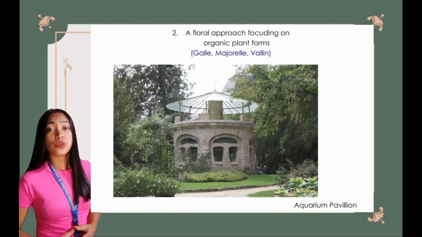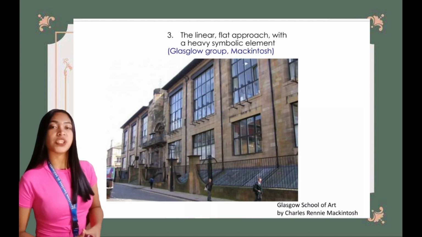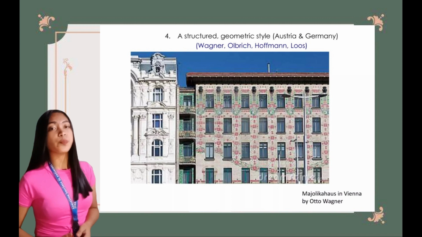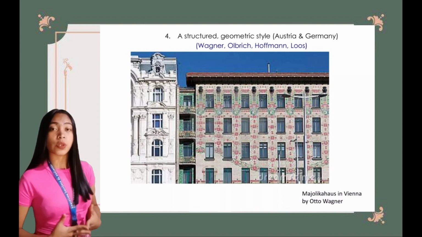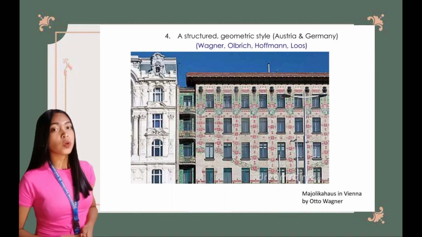An example to that is the Aquarium Pavilion. Third is the linear, flat approach with heavy symbolic element, which can be found mostly in the Glasgow School of Art by Charles Rennie Mackintosh. And lastly, it was cited in his book that a structured geometric style in Austria and Germany, in the picture as an example called Majolika House in Vienna by Otto Wagner.